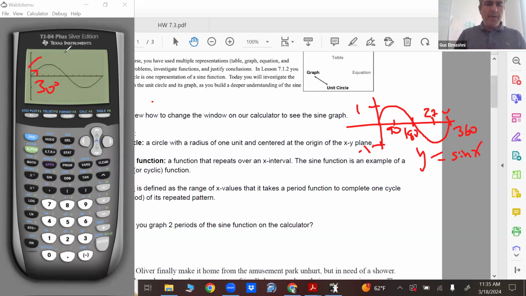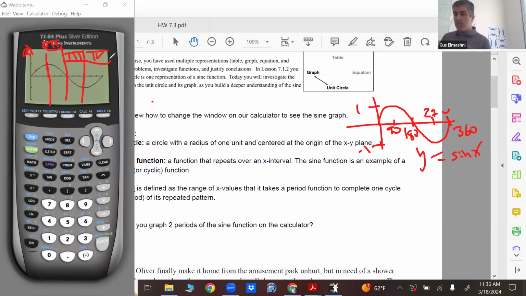So what's happening here? You get this. That's like Q1. That's Q2. That's Q3. And that's Q4. And we're going to relate this to a circle in just a little bit. But if we break up the quadrants, 0 to 90 is the first quadrant, 90 to 180 is the second, 180 to 270 the third, and 270 to 360 the fourth. This is one full cycle.